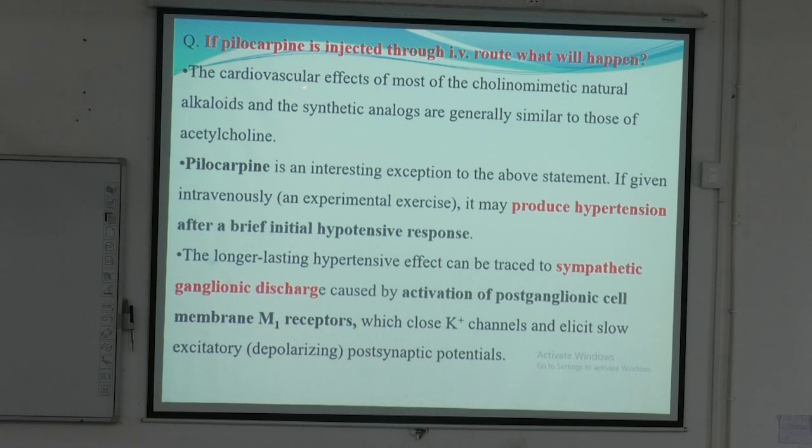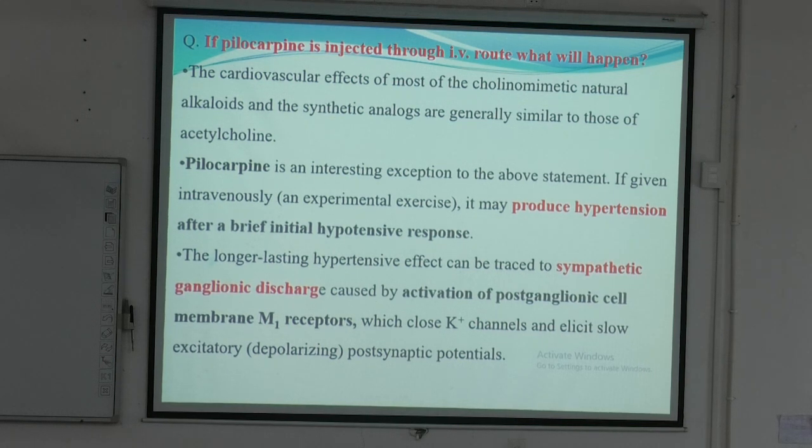Now, if pilocarpine is a cholinomimetic drug, if injected through the IV route, what will happen? The cardiovascular effects of most of these cholinomimetic natural alkaloids and the synthetic alkaloids are generally similar to those of acetylcholine. Pilocarpine is more or less similar, but it has one exception: if given intravenously, not the oral route, as an experimental exercise, not normally given as a drug, it may produce hypertension after a brief initial hypotensive response.